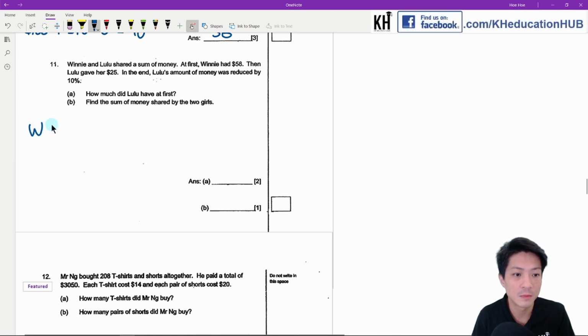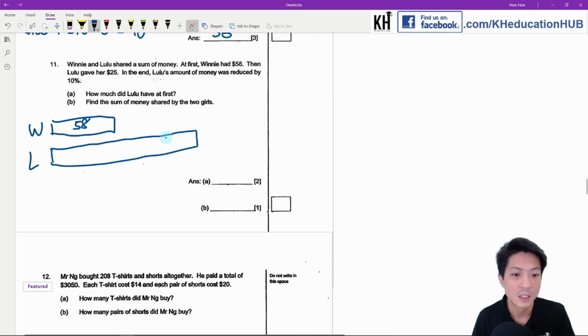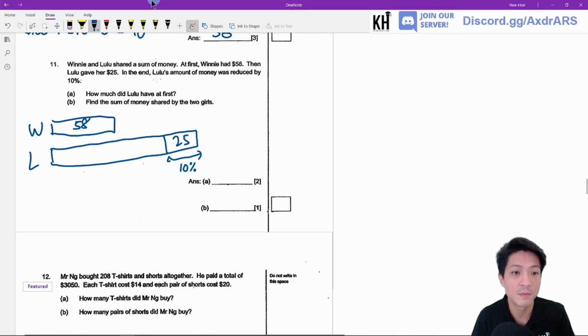Okay, so I'm going to try and draw a simple model. Winnie had $58 at first, and then Lulu gave her $25. Okay, so that $25 is 10%. I do not know how much Lulu has, but this 25 is 10%, which will be transferred over here.